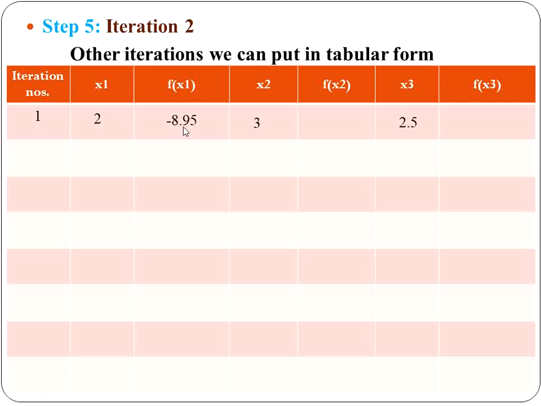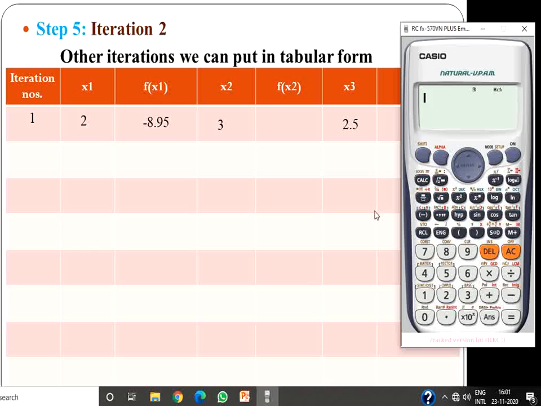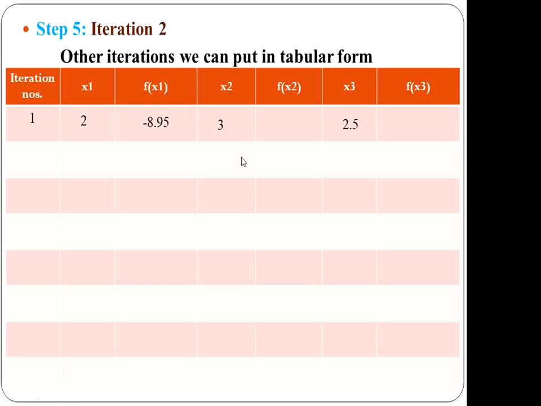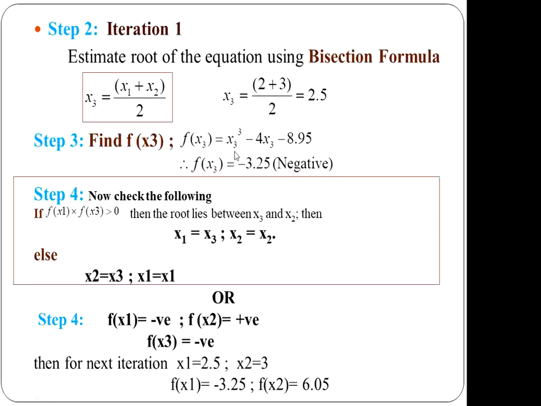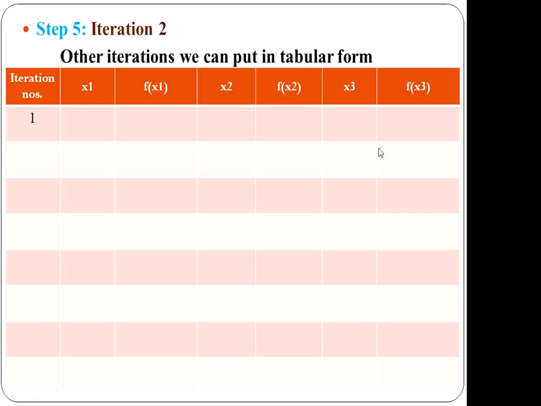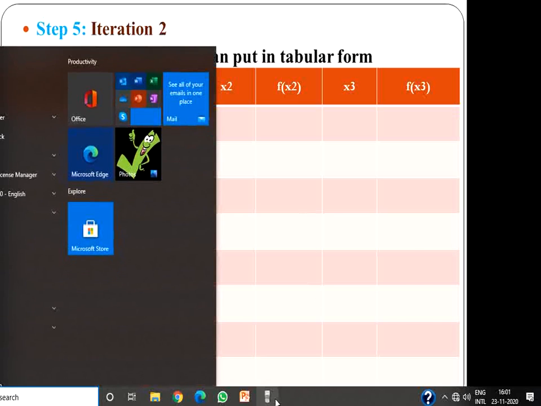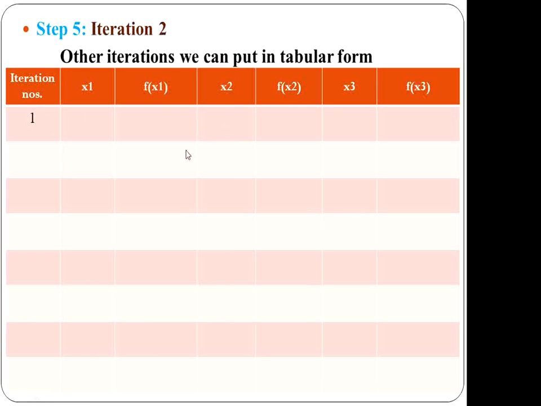I will show you on the calculator how to write this table within 2 to 3 minutes. So how to write the equation in the calculator 991 ES, I will show you here. The function of x is given in the previous slide: x cube minus 4x minus 8.95. In tabular form, 2 and 3 are already given, and you will get 2.5.